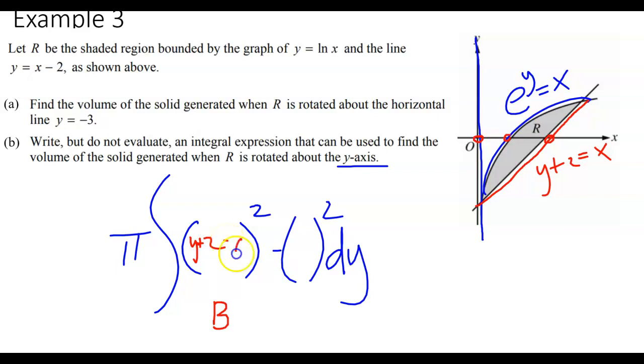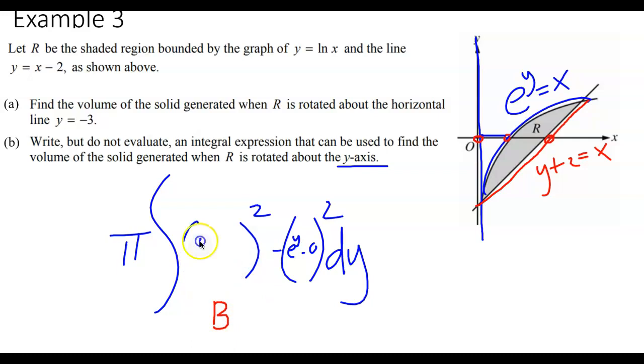Now the y-axis is the equation 0, so we're just going to put 0 there. The little radius is going to be the one that's closer. That's the blue line. Now the blue line then will be e to the y minus 0. Now, as you guys may know, we could simplify this. We really don't need the plus 0 in there.